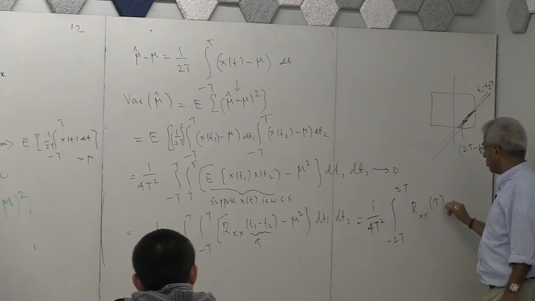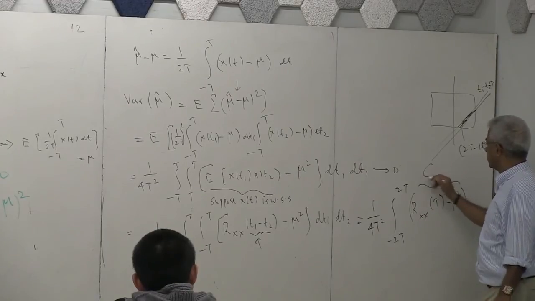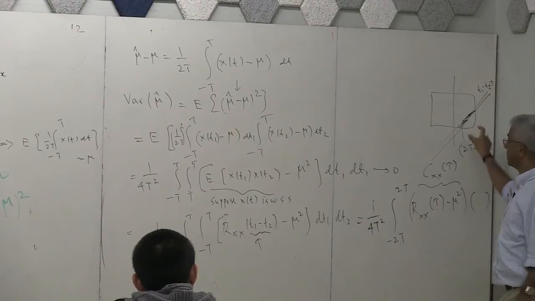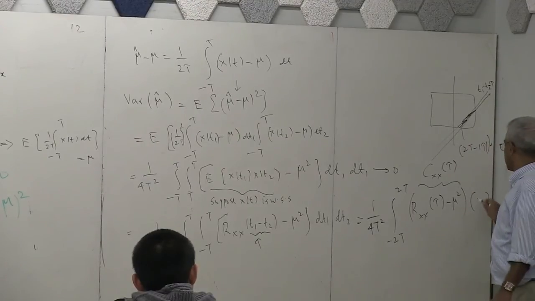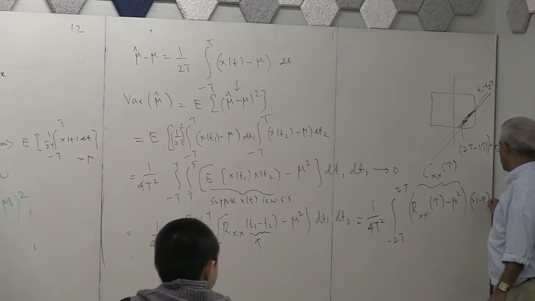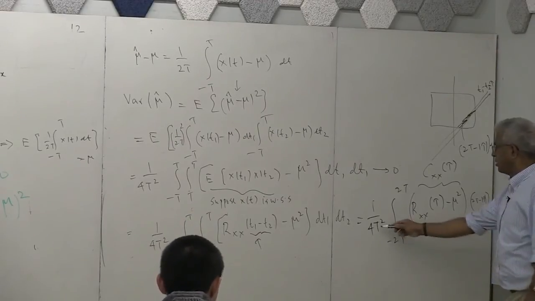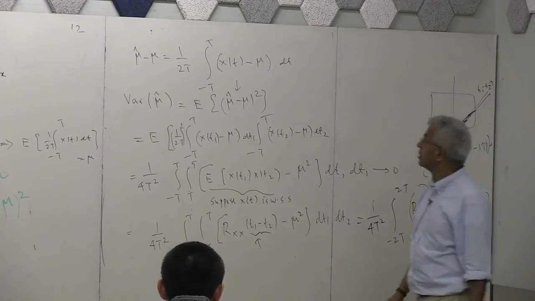Rxx(tau) minus mu squared. This is, of course, the covariance. So if you want, you can call it Cxx(tau), multiplied by what? The area of that, right? So that is (2T minus tau) d tau. So let me take a 2T there.